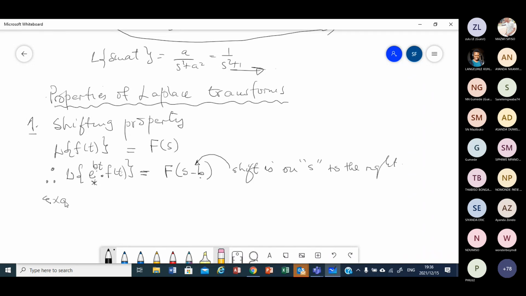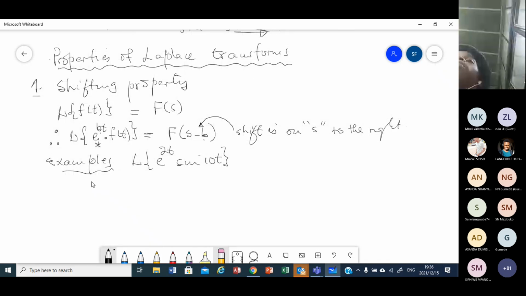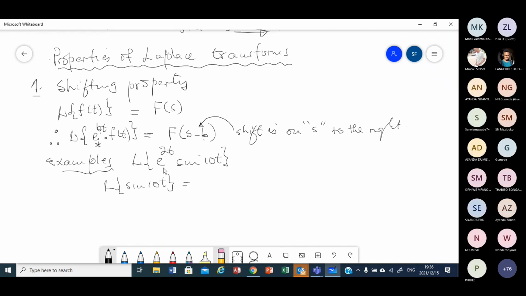Examples. The Laplace of e to the power 2t sine 10t. We start from the known to the unknown. So what is it that we know? We start by finding the Laplace of sine 10t first, because we want to see the role played by the exponential. We know that it is 10 all over s squared plus 100. Therefore, the role played by e to the power 2t is that the shift is on s. So it's 10, there's no s on top.